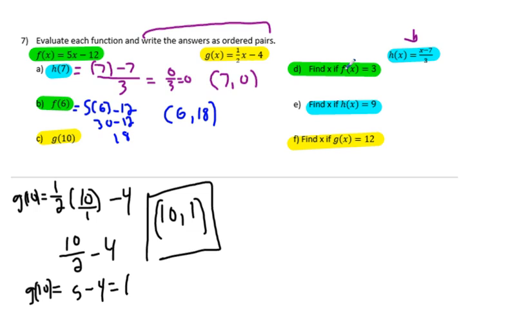Okay, so now going on to D, we're going to find x if f of x is equal to 3. This is a little bit different. Now we're going to substitute where f of x is here. Let me just write the function out. f of x is equal to 5x minus 12. Because f of x is equal to 3, f of x is the same as 3. So in place of the f of x, I'm going to put a 3. And that's equal to 5x minus 12. So now we're solving this, and we're using the order of operations backwards. We're going to isolate the variable x. So the first thing I'm going to do is add 12 to both sides.